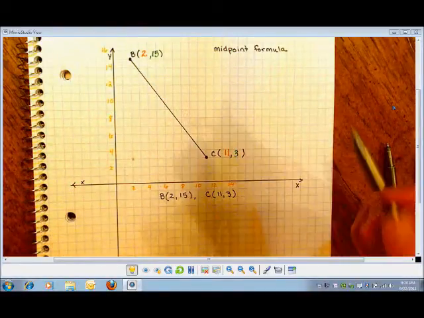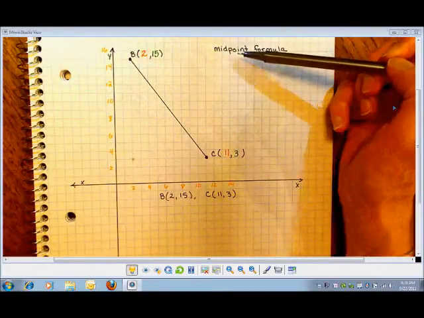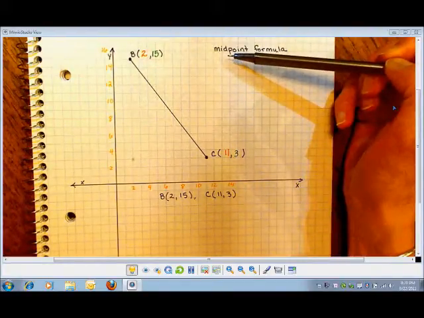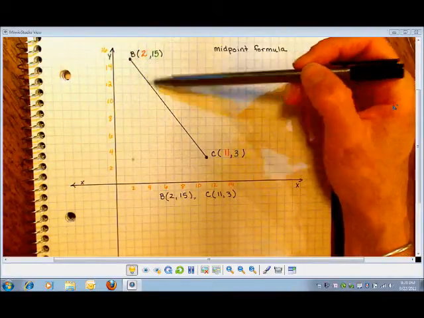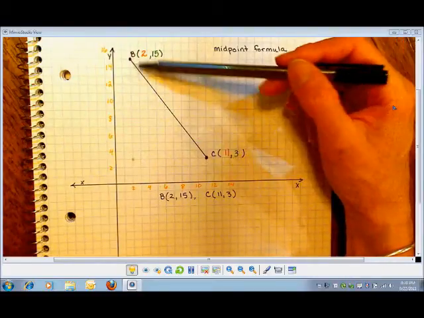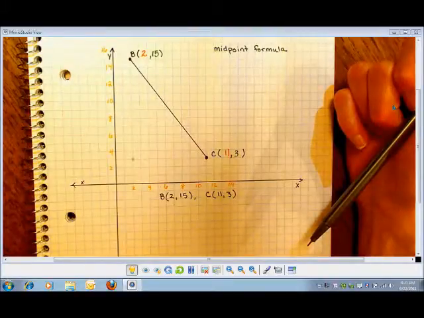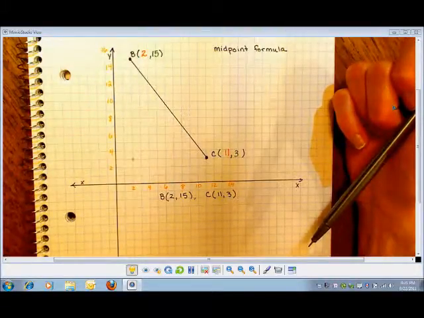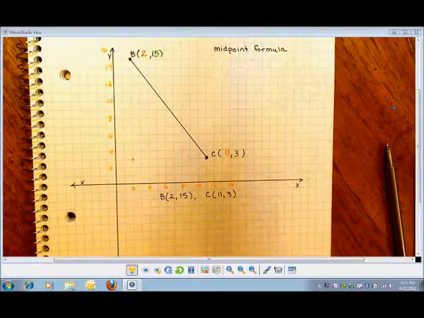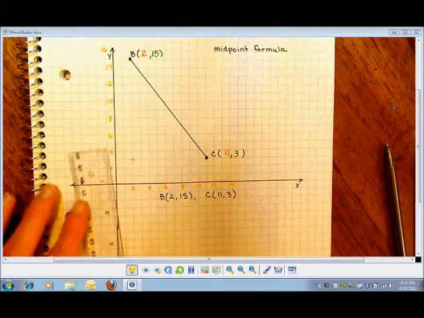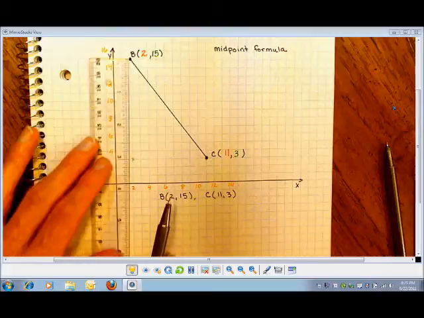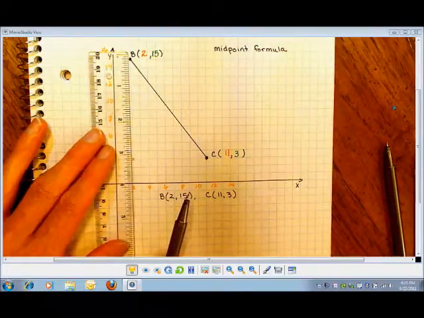And I want to find where exactly the midpoint is. Mid meaning middle. Where is the exact middle of this segment? There's a mathematical way that I can figure that out, but before I do, I want to do it by showing you graphically what that would look like. So I'm going to form a triangle.